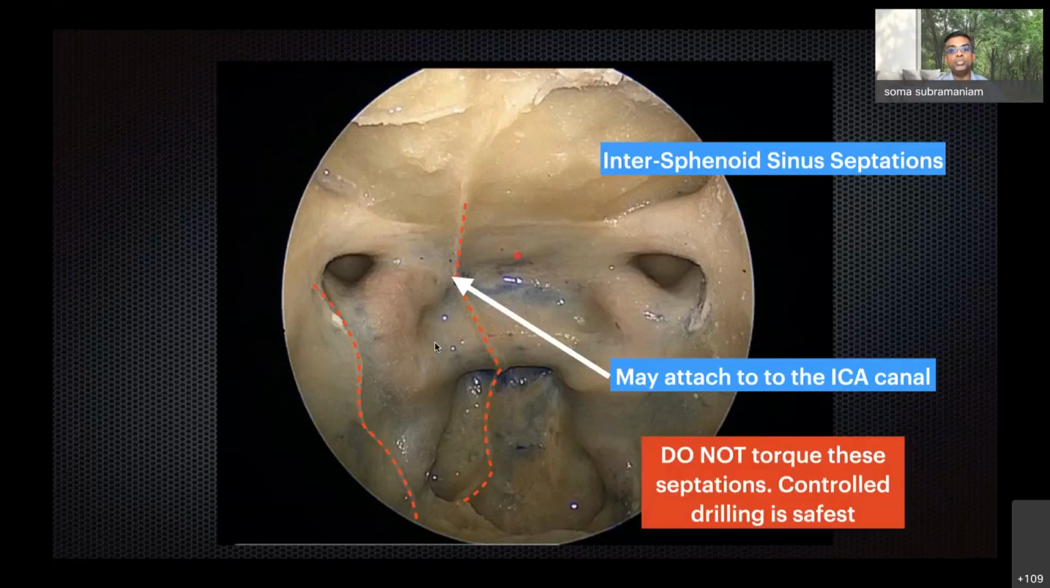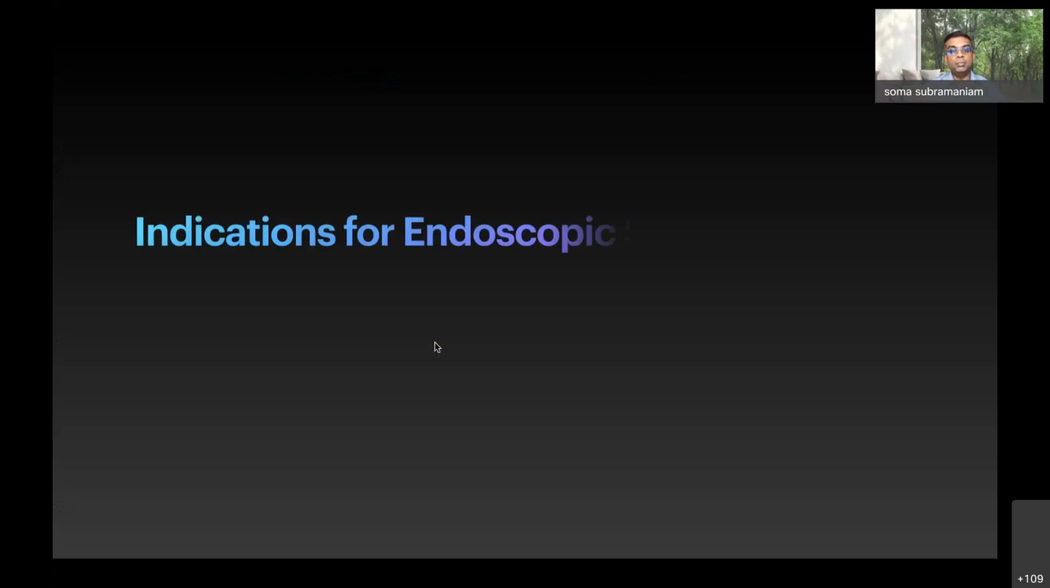Never use instruments to torque. That means if you use a Blakesley forceps, don't use it to twist that bone, because that may then injure the carotid artery. A drilling approach is always the best option.